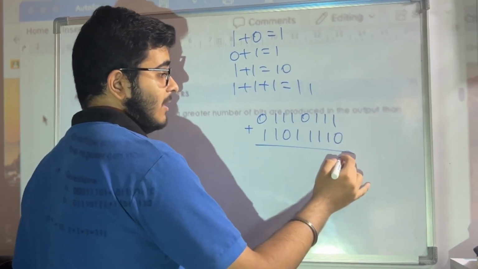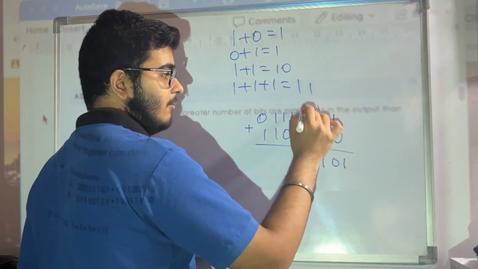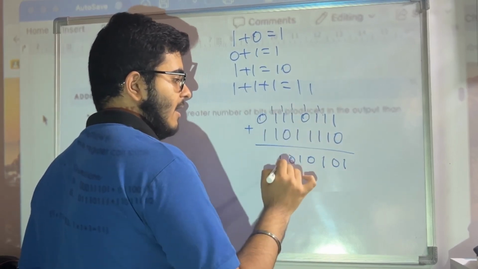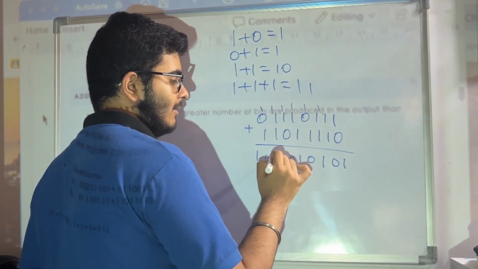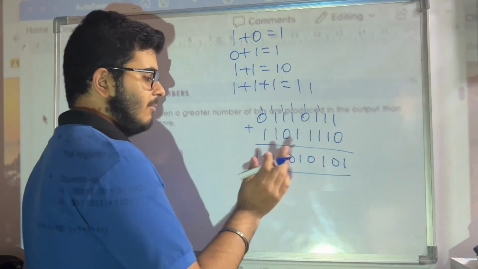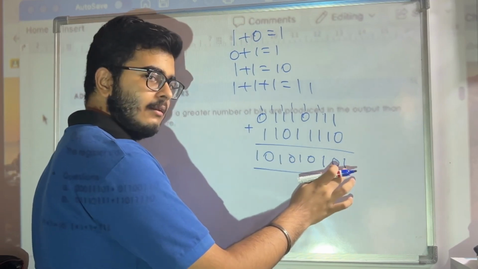Let's see what happens. 1 plus 1 is 10. Now we have 3 ones. It is 11. Is there something wrong with the calculation? Let's count the number of bits. 1, 2, 3, 4, 5, 6, 7, 8, 9.